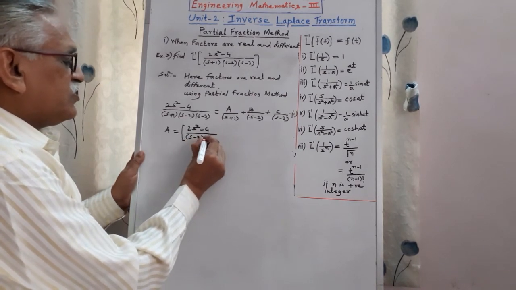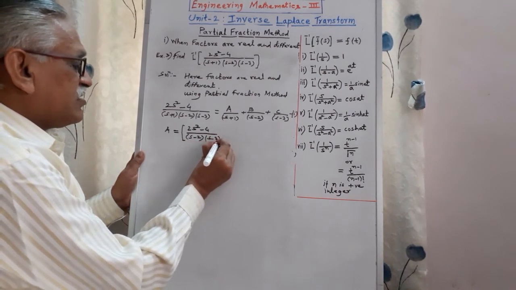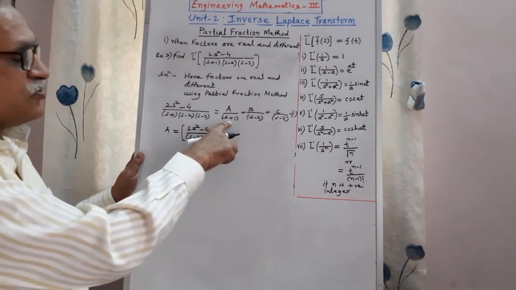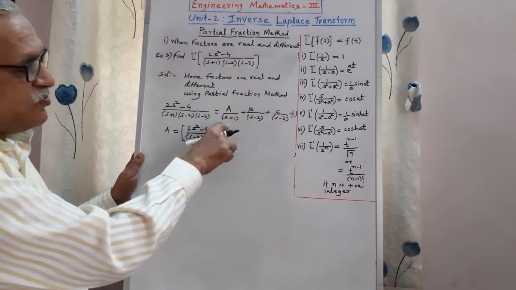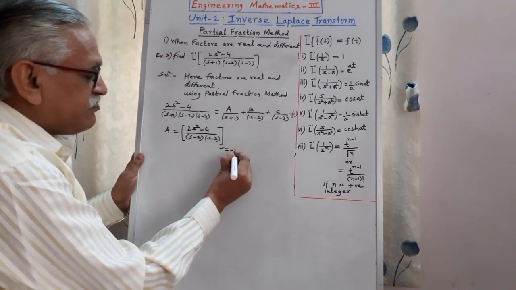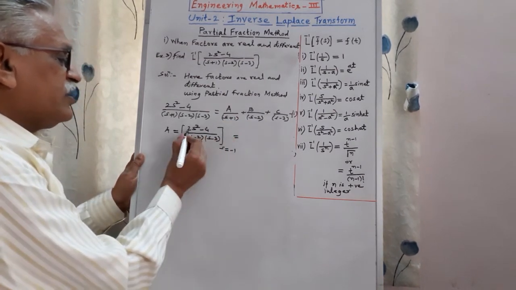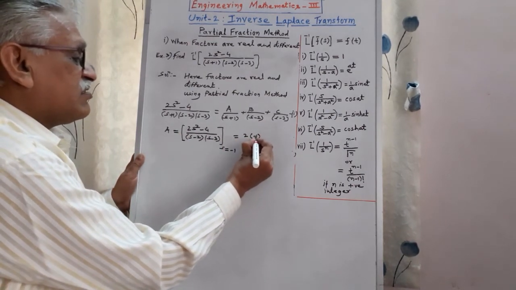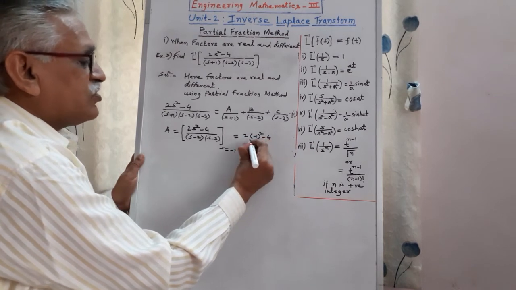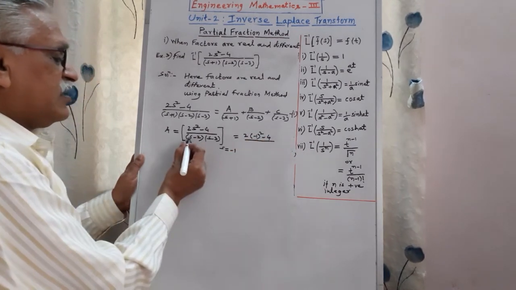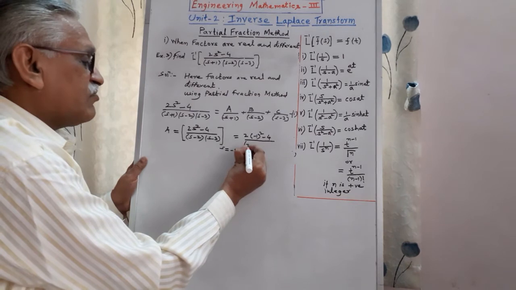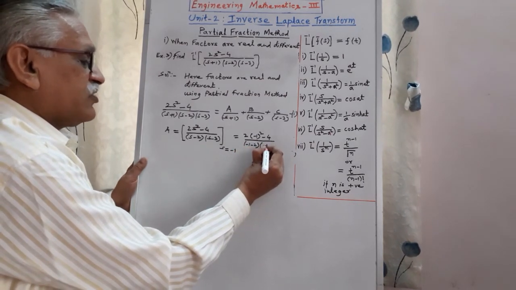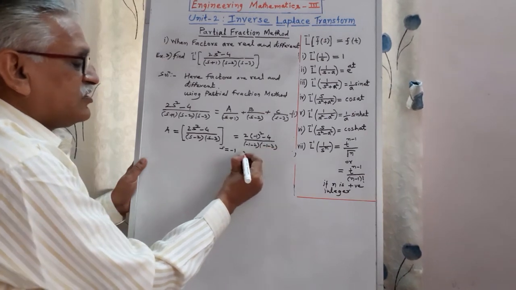(s minus 2)(s minus 3) at s equals, equating s plus 1 to 0, we get s equals minus 1, and if you put that value here we get 2 times (minus 1) square minus 4 divided by (minus 1 minus 2) and (minus 1 minus 3).